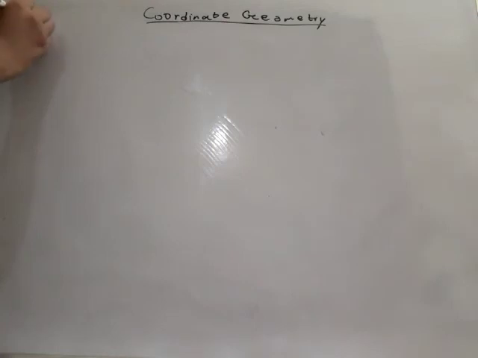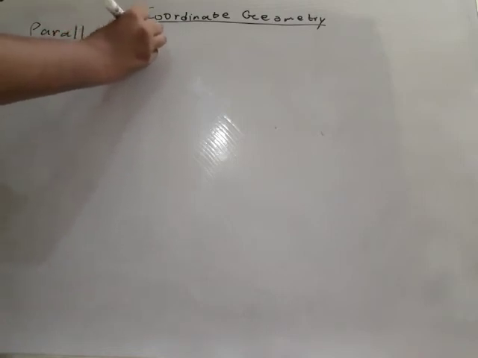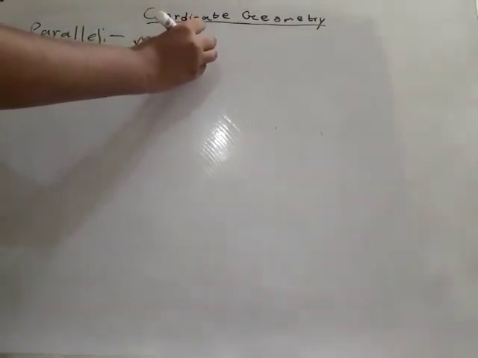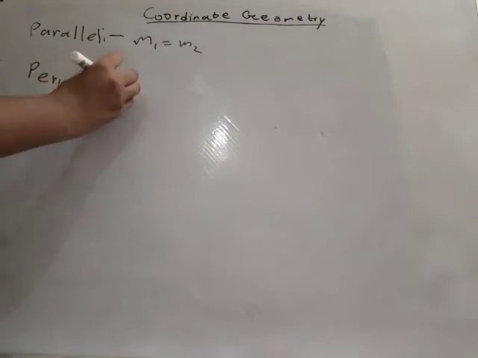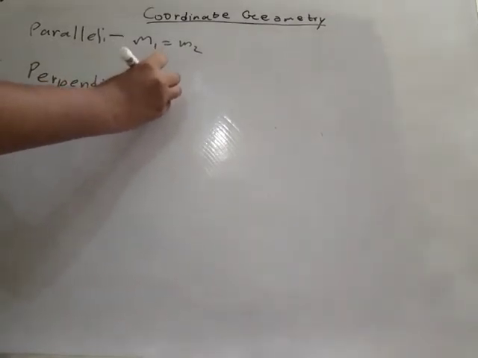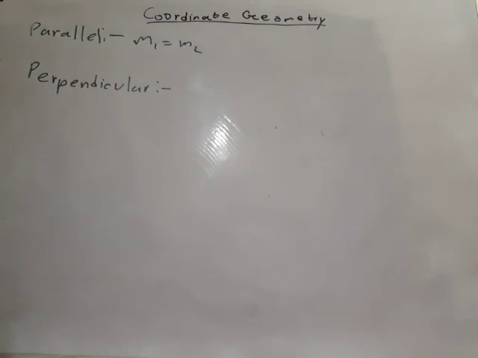So the condition for parallel is m1 equals m2 for two lines L1 and L2. And for perpendicular, if two lines are perpendicular to each other, they have an angle of 90 degrees between them. So the slopes become m1 into m2 equals -1. So this is the condition for two lines to be parallel or perpendicular.